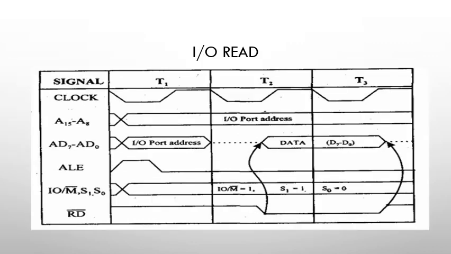Next, the IO read operation is much similar to that of IO memory read. Only the status signals change over here. Instead of reading the memory address, IO addresses are being read. All other operations remain the same. Since it is an IO-related operation, IO/M bar is equal to 1, and the status signals S1 and S0 will be 1 and 0, as we have seen in the memory read operation.